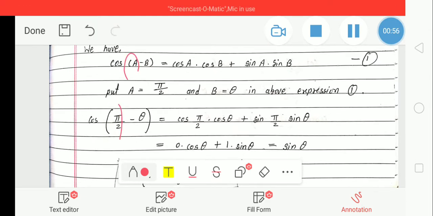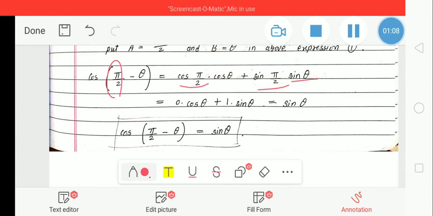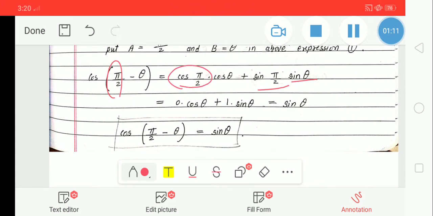So cos of pi by 2 minus theta is equal to cos pi by 2 multiplied by cos theta plus sin pi by 2 sin theta. Cos pi by 2 means cos 90. What is the value of cos 90? That is 0, and sin 90 value is 1. So the first term is 0, since 0 multiplied by any number is 0, and 1 multiplied by sin theta is sin theta. So cos of pi by 2 minus theta is equal to sin theta.